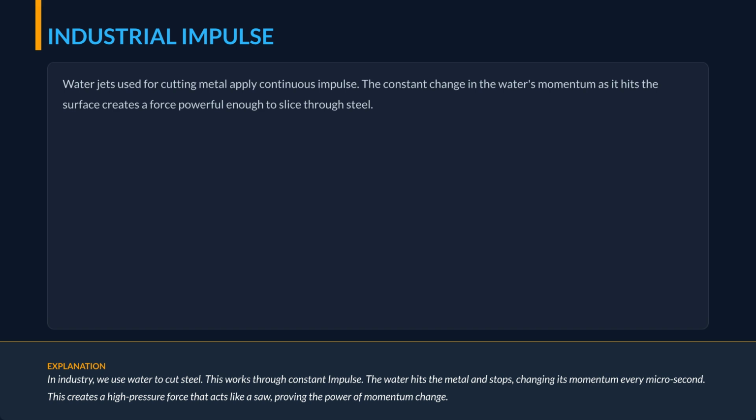In industrial applications, water jets cut steel by applying continuous impulse. The constant change in the water's momentum as it hits the surface generates enough force to slice through metal.